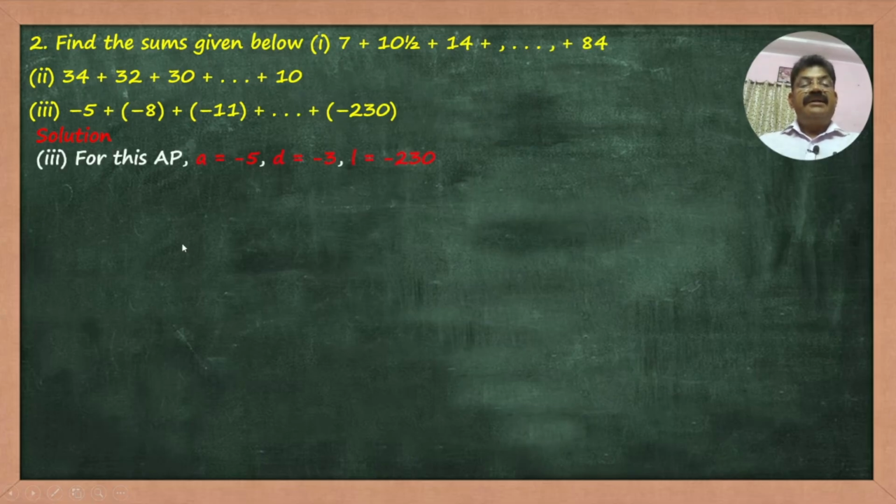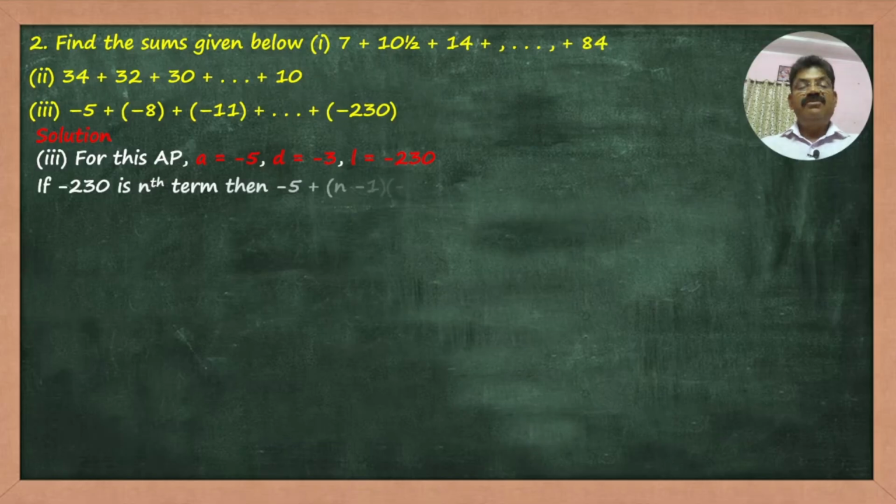Third problem. For this arithmetic progression, a is equal to minus 5, d is equal to minus 3, and l is equal to minus 230. We have to find out the summation. So you need the number of terms. Though last term is given, you must find the number of terms in the arithmetic progression. So we assume that n terms are there. And what is nth term?